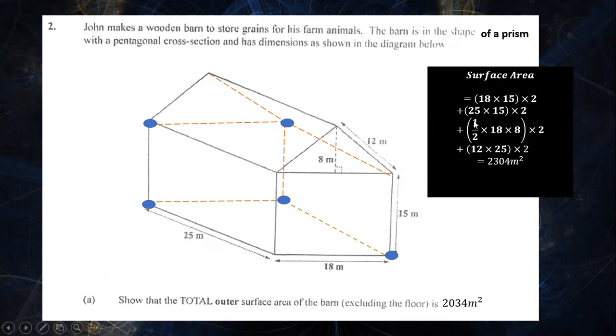Next, we're going to add 25 by 15. 25 is here, and 15 is here. By 2, because there's a rectangle in front here, and a rectangle on this other side here. And this half by 18 by 8 by 2 is the area of a triangle. So it's a half by 18, which is the base, by 8, which is the perpendicular height, by 2. The 2 signifies there are two triangles here and here. So far, so good. Any questions?